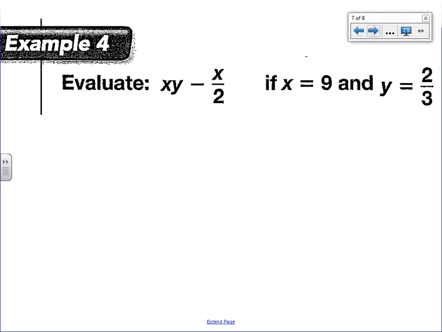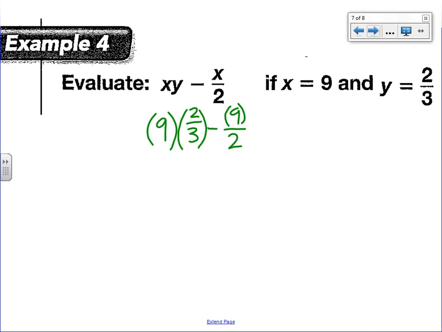And last one. If we could pause the video here and let them work it on their own paper. Whenever they're finished, hit play, please. So what we're going to do is the same thing we did before. We're going to substitute for those variables using parentheses first. So instead of x, I'm going to plug in 9. Instead of y, I'm going to plug in 2/3. Minus, on top I have x, so that's 9, over that 2 which is already there.